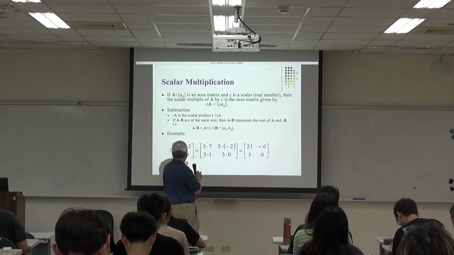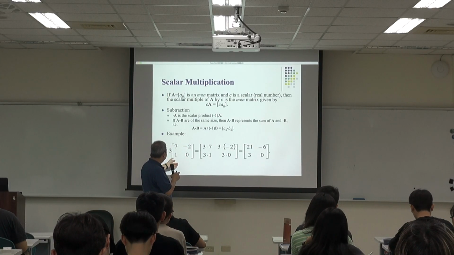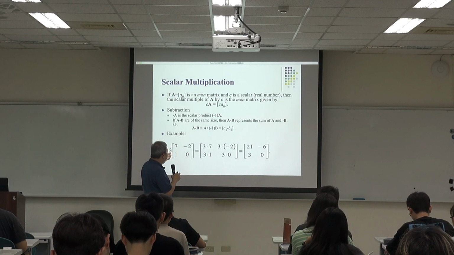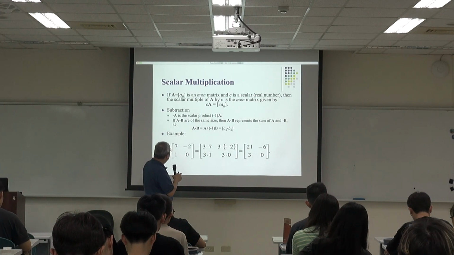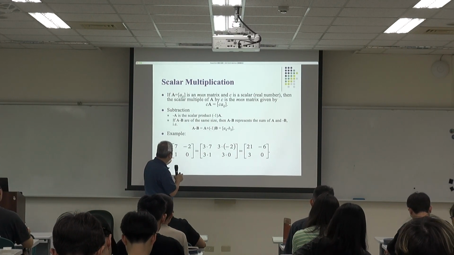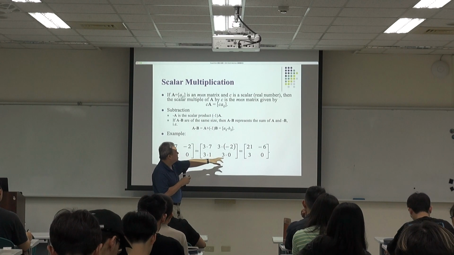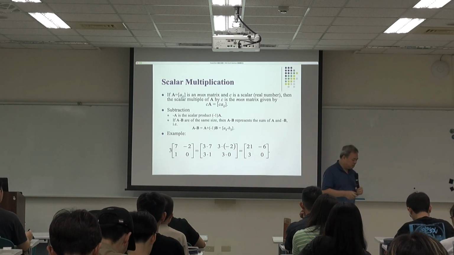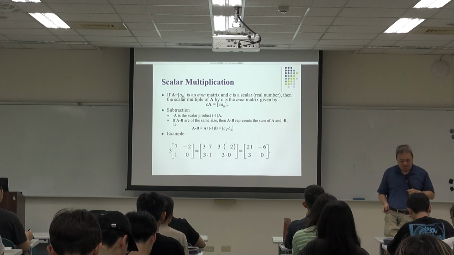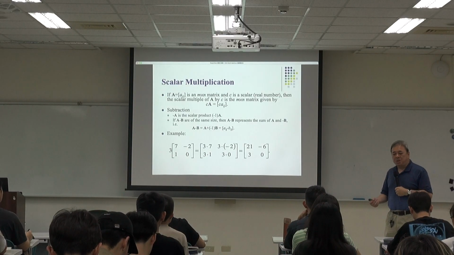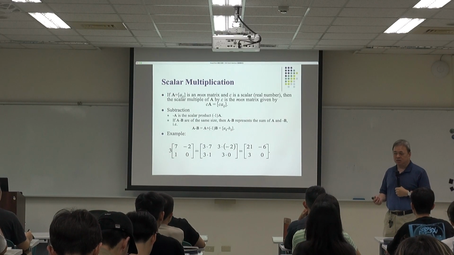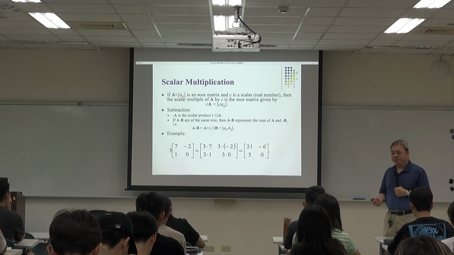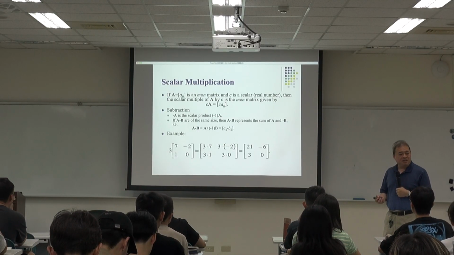So here's the example. For the scalar, we multiply this matrix by 3. As a result, it becomes like this. For subtraction, I think you get the idea. So far, all this discussion, does it remind you of anything?